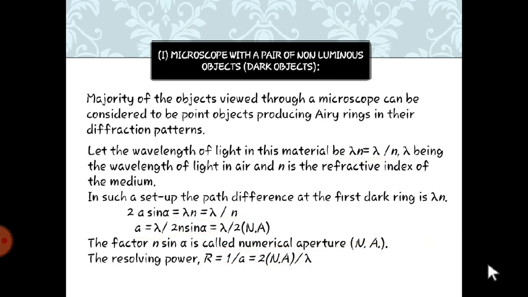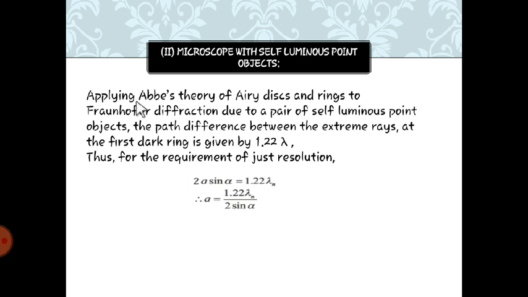Okay, when a point object is being considered. Now when a self-luminous point is considered, what happens to it? We have to consider the Airy's ring here. By applying Abbe's theory of Airy's disk and ring to the Fraunhofer diffraction due to a pair of self-luminous points, that means they are self-illuminated and not externally lit.